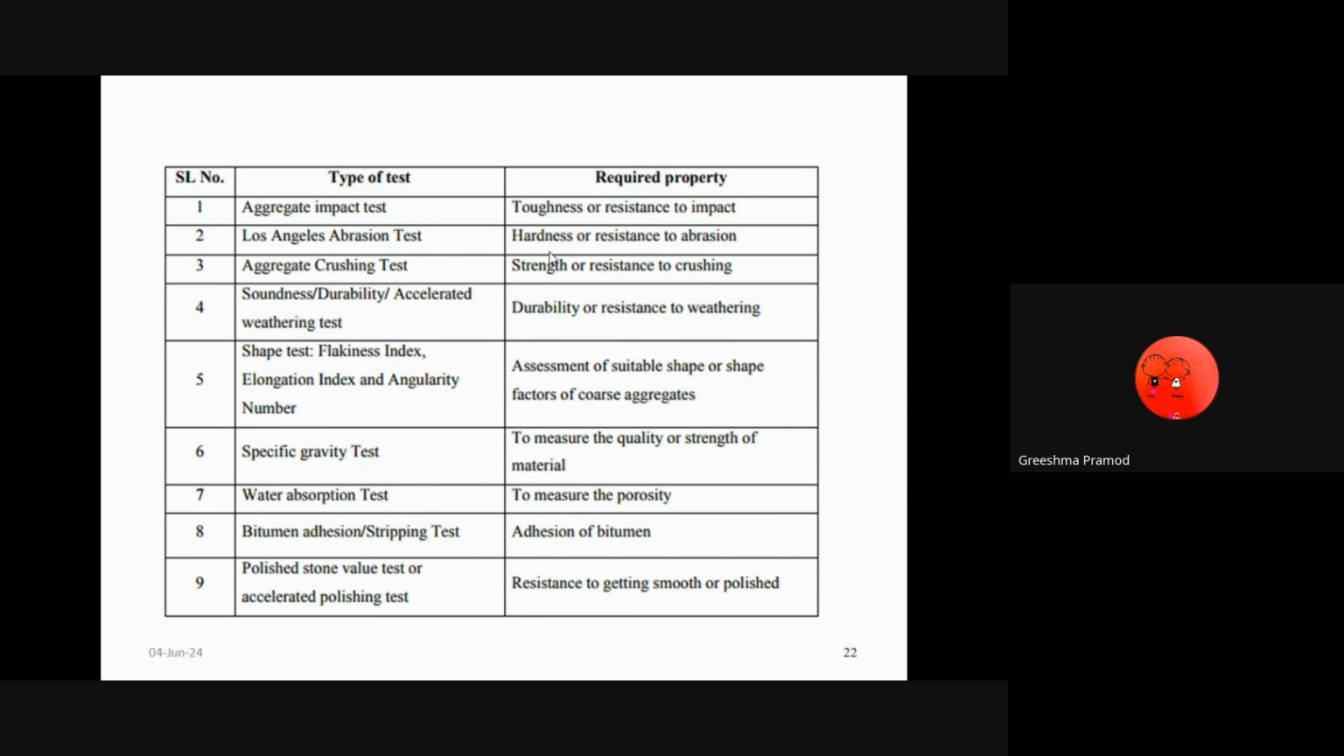So for the type of test and the required property: for the aggregate impact test, the required property is toughness or resistance to impact; abrasion test, hardness; aggregate crushing test, strength or resistance to crushing; soundness, durability or resistance to weathering. For the shape, you have flakiness, elongation, and angularity, for assessment of the suitable shape or the shape factors of the aggregates. Then specific gravity tests to measure the quality or the strength of the material. So these are the tests. Any two or any three tests can be written based on the question which is given to you in the paper.